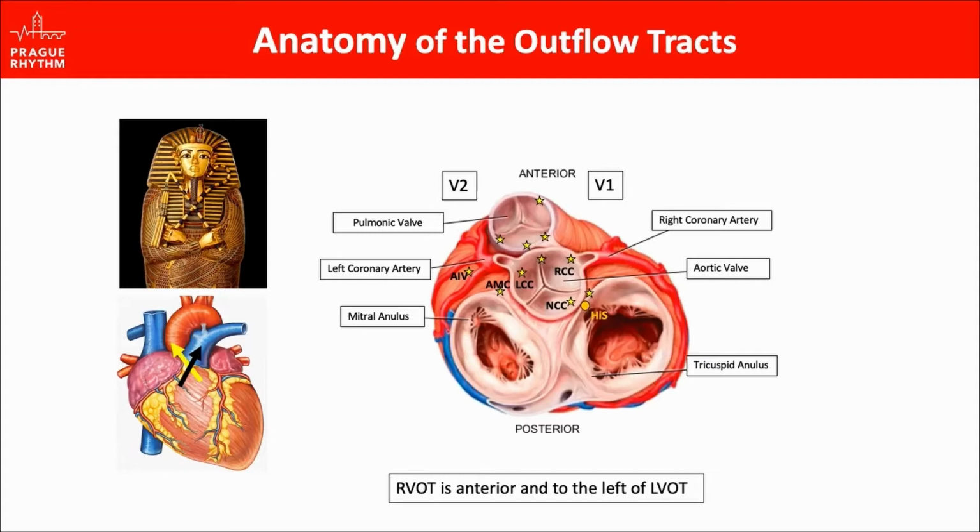aortic valve. Just below the commissure of the RCC and the NCC is the fibrotic septum with the penetrating bundle of His. So if we are ablating, for example, some atrial tachycardias from the NCC, we need to be aware of damaging the His bundle.